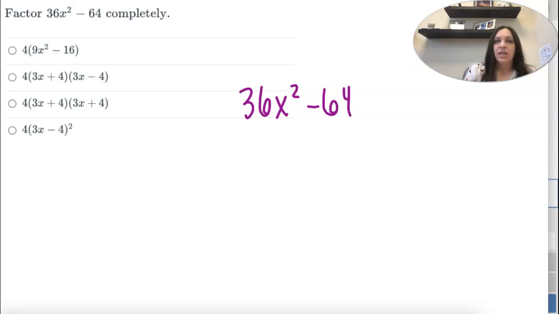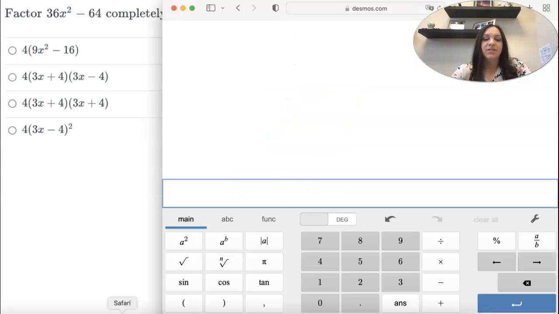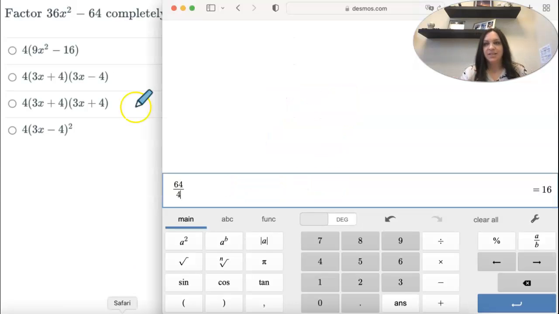So first thing, I want to take out what both of these have in common. And you're lucky you have multiple choice, you can see what did they take out every time? A 4. Okay, so we're going to take out a 4, and when we rewrite that, we write the 4 in front, and then 36 divided by 4 is 9. We still have x squared, and then 64 divided by 4 is 16.